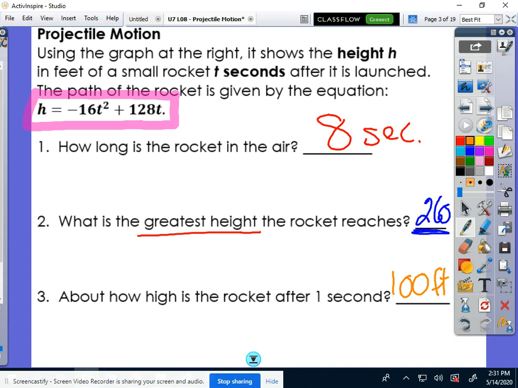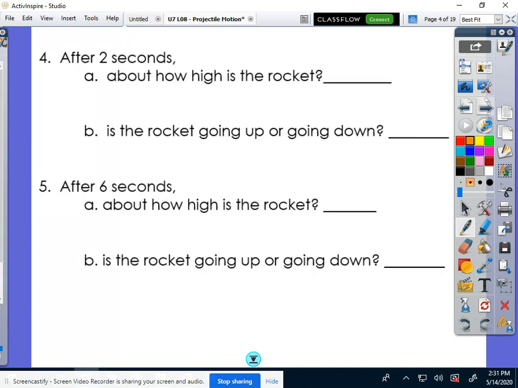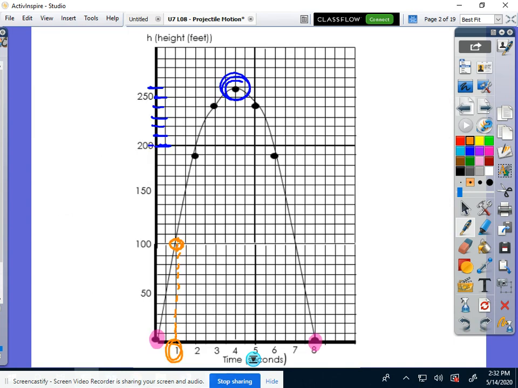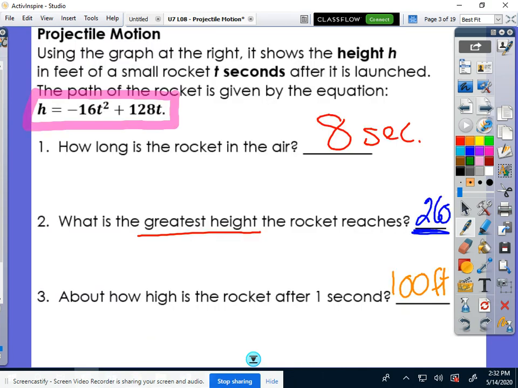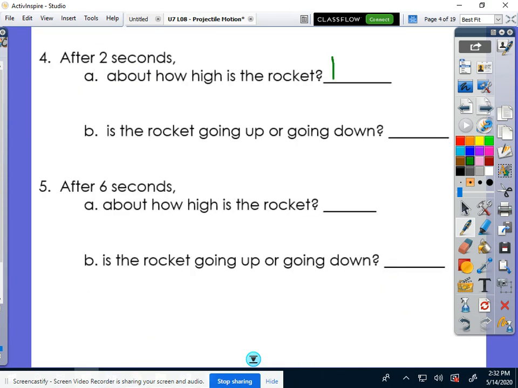And if we keep moving and I say, well, what about 2 seconds? Same idea. If we go 2 seconds out, we get a different color, and we go straight up. Well, where is it at 2 seconds? We've actually got a point there. I'm going to say that's about 180, right? That's about 180. So 2 seconds is 180 feet high.